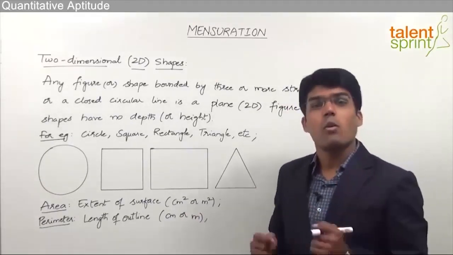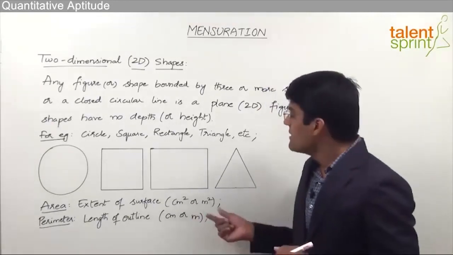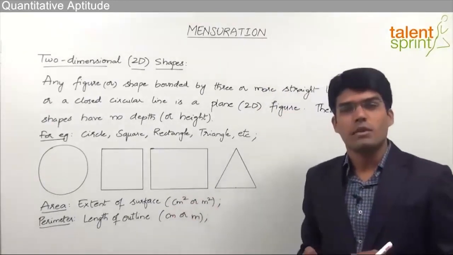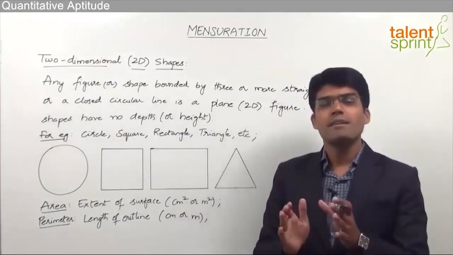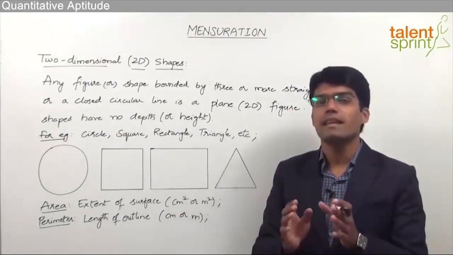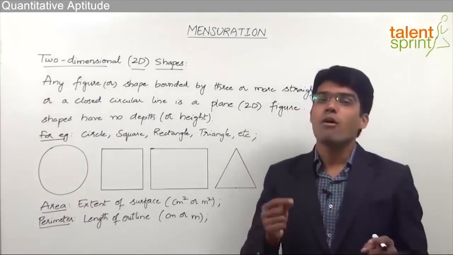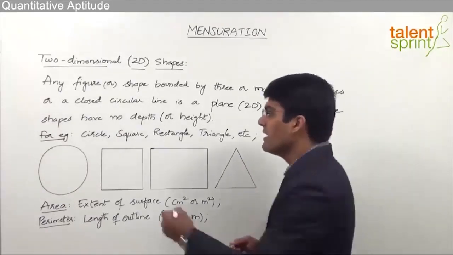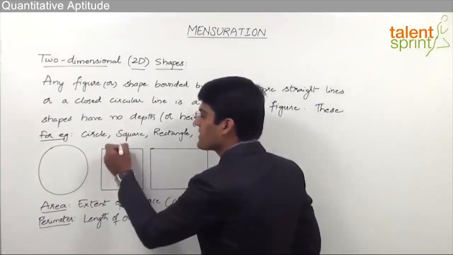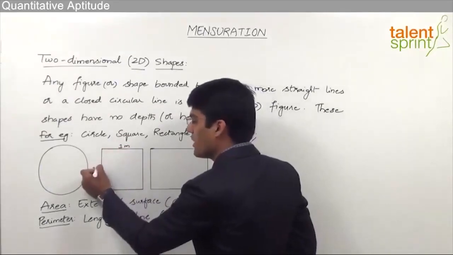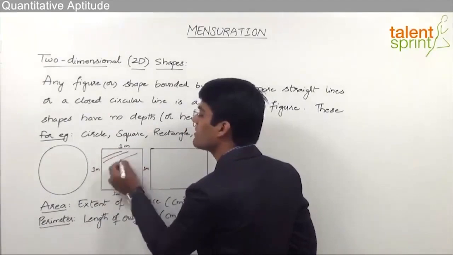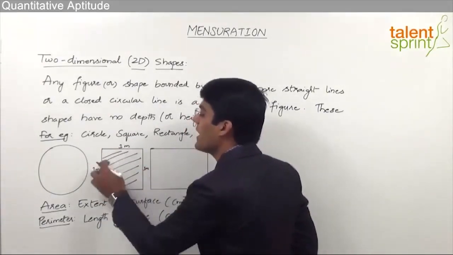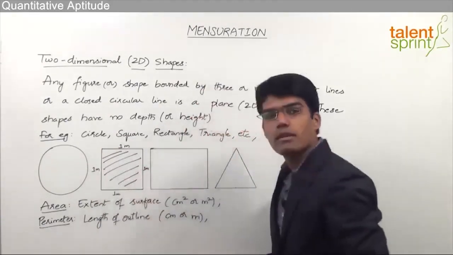Now let us understand why is area measured in terms of meter square or centimeter square, or what does it actually mean by a meter square. When we say 1 meter square, it is nothing but the area occupied by a square of side 1 meter. For example, let's say this is a square of side 1 meter. All the sides are equal, 1 meter. So the area occupied by this square, this region occupied by the square is 1 meter square.